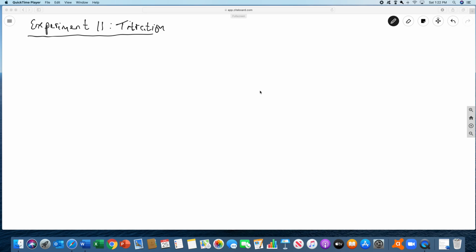This is the first whiteboard explanation of the titration experiment, experiment 11. You have videos for this. I'm going to use the data from the videos to go through this, but the actual data you're going to be given is going to be different. So make sure you don't use the data from the video to do the calculations.